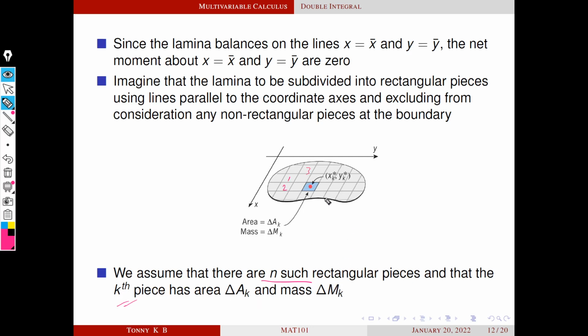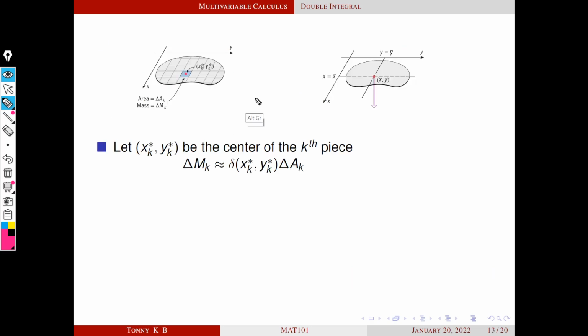This is our assumption. Also we choose a point (x_k star, y_k star) from the kth piece. Okay, we choose an arbitrary point (x_k star, y_k star) from the kth rectangle. Here we assume that (x_k star, y_k star) is the center point of this kth piece. Then we know that the mass of this small rectangular portion of the lamina can be approximated using this formula: density function into area of the small portion. That is, density at the point (x_k star, y_k star) into delta A_k.